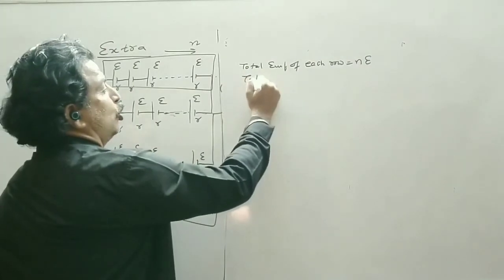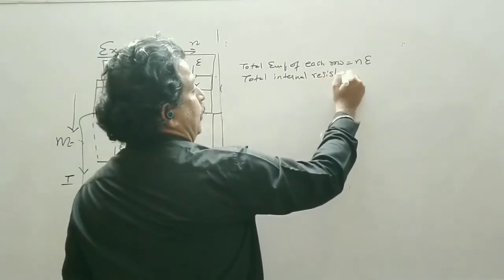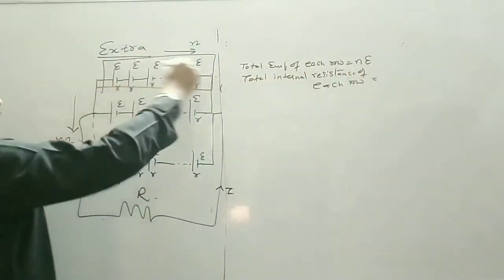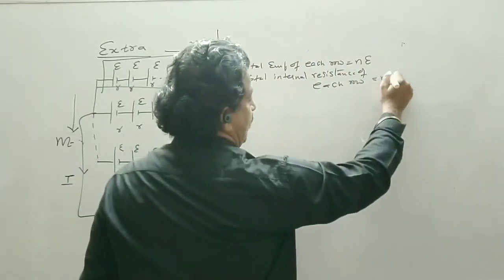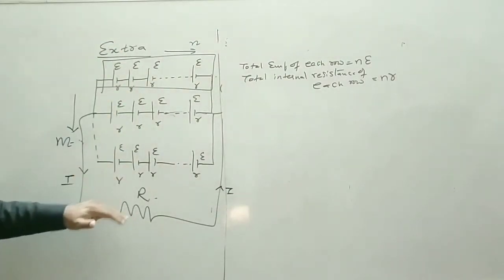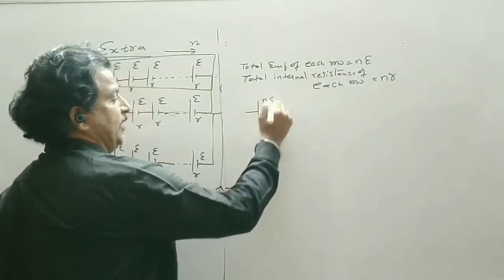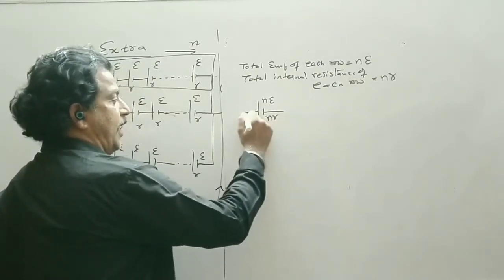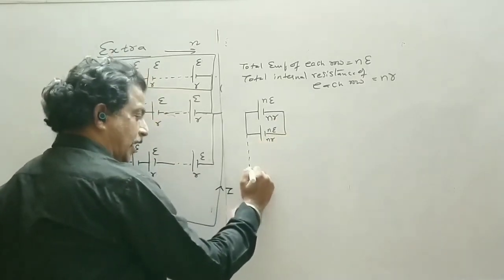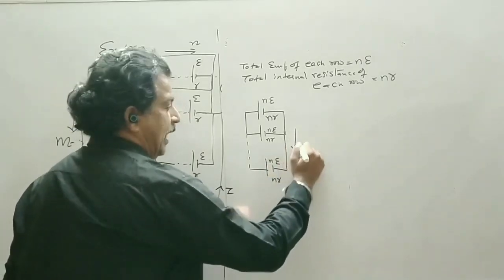Then total internal resistance of each row. So these are the n identical resistors connected in series, so nr. Now there are m such rows. So if I draw the equivalent diagram, it becomes one cell whose EMF is nE, internal resistance is nr, then nE, internal resistance nr. Like this I have m rows.